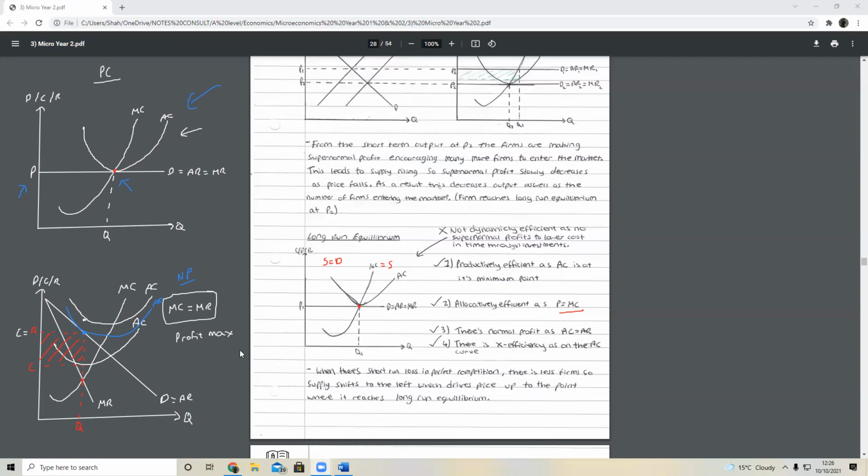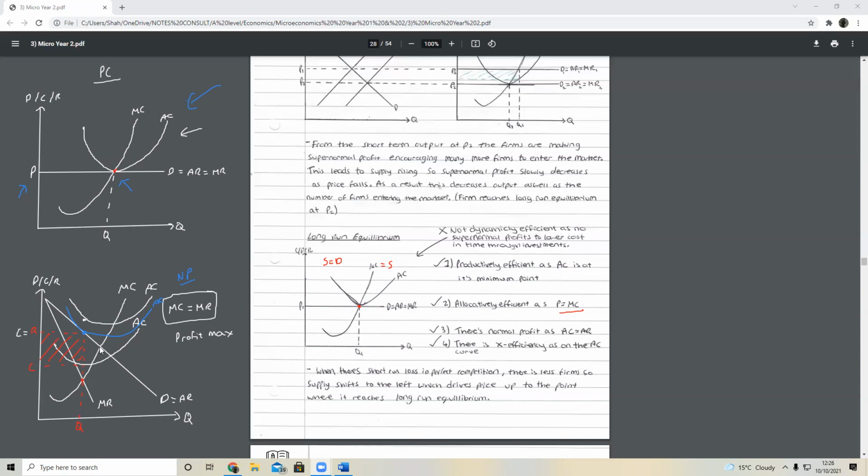Isn't that, if you operate at the lowest point of the AC, right? No, for any given output, if you operate at the AC, isn't that technically efficient? Yeah, if you operate at any point on the average cost curve, then that is called X efficiency.